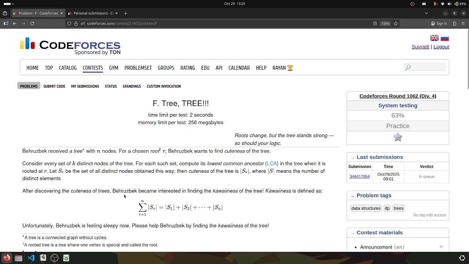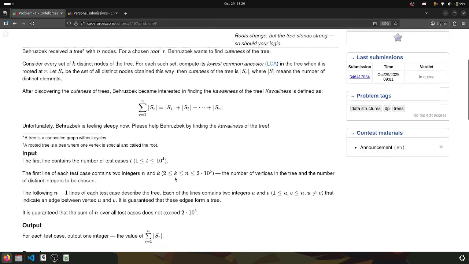After discovering the cuteness of the tree, Behrusbek became interested in finding the kawainess of the tree. Kawainess is defined as sum of all the sizes of SI. Unfortunately, Behrusbek is feeling sleepy now. Please help Behrusbek by finding the kawainess of the tree.